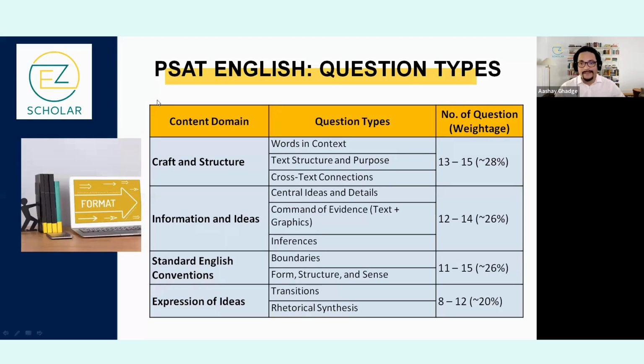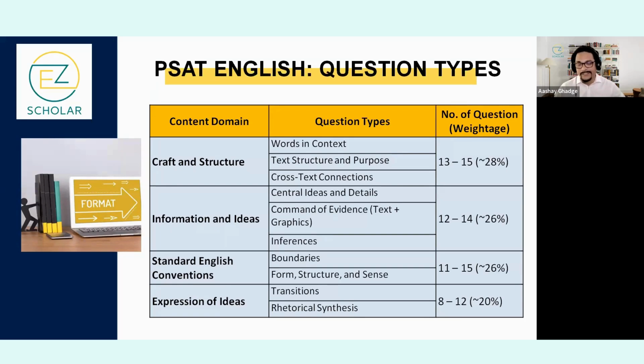Like in math, the English for PSAT also has 4 main domains, as you can see. It's craft and structure, information and ideas, standard English conventions, and expressions of ideas. In terms of the weightage, if you look at the last column on the right, the weightage is almost similar for each, right? And that has a big impact on your scoring as well.